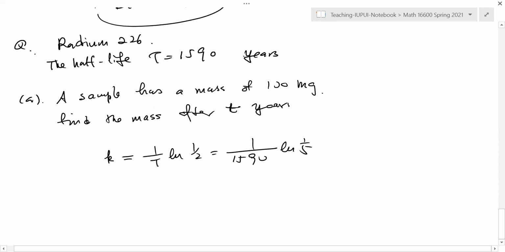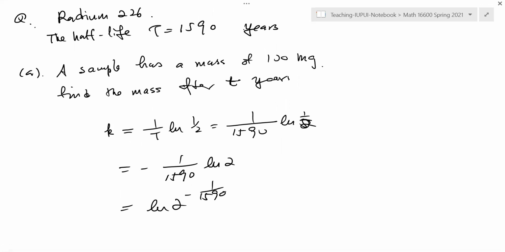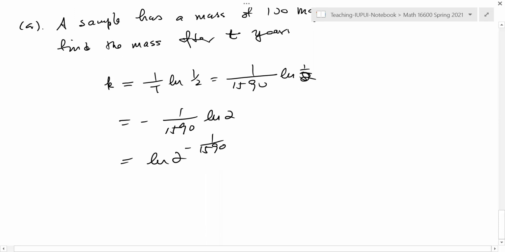Well, you can change it. 1/2 becomes 2 to the -1. So you can also write it in this form. Right? There are many ways to do it. You can also put 2 to the this. Okay. So there are many ways to express it.